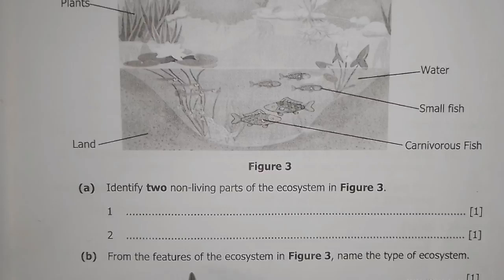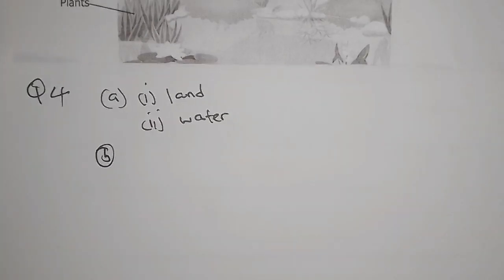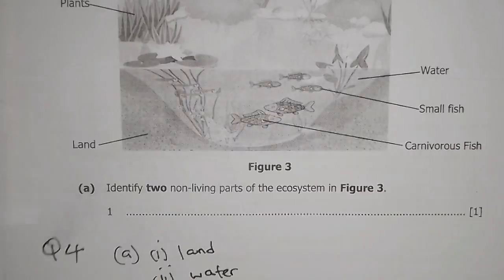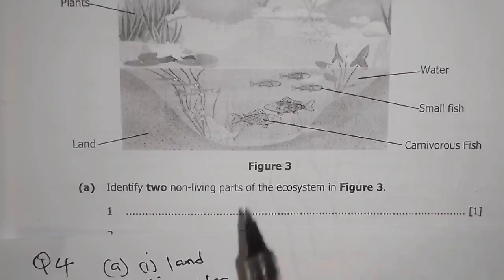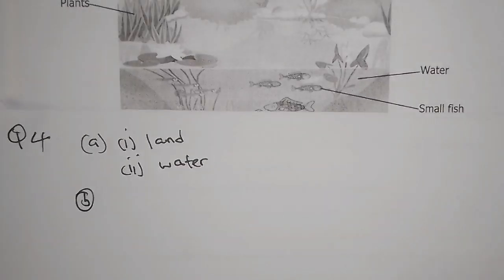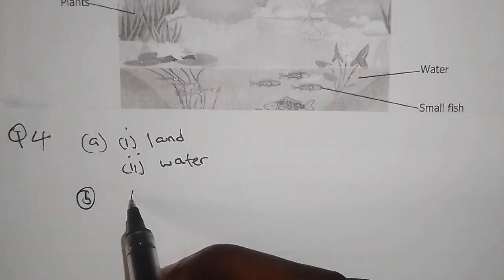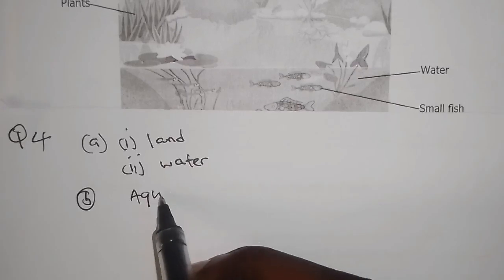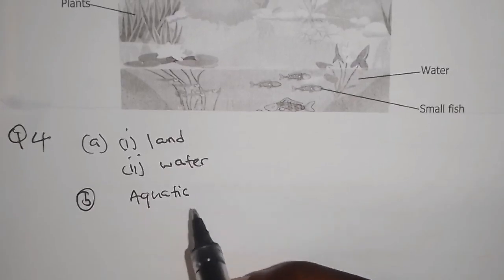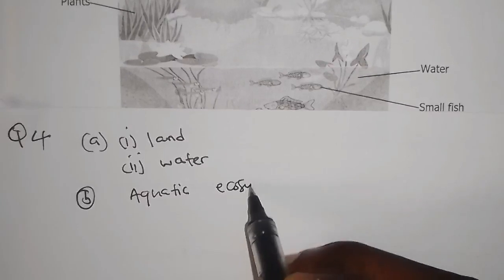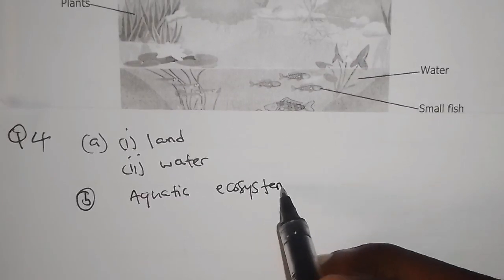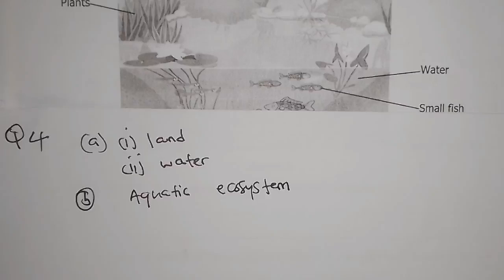Then you're also looking at, from the features of the ecosystem, name the type of ecosystem. Okay, so the type of an ecosystem. So you can see that there's fish in the water, and then also plants are growing there. So this is simply an aquatic ecosystem. So aquatic. So aquatic ecosystem.